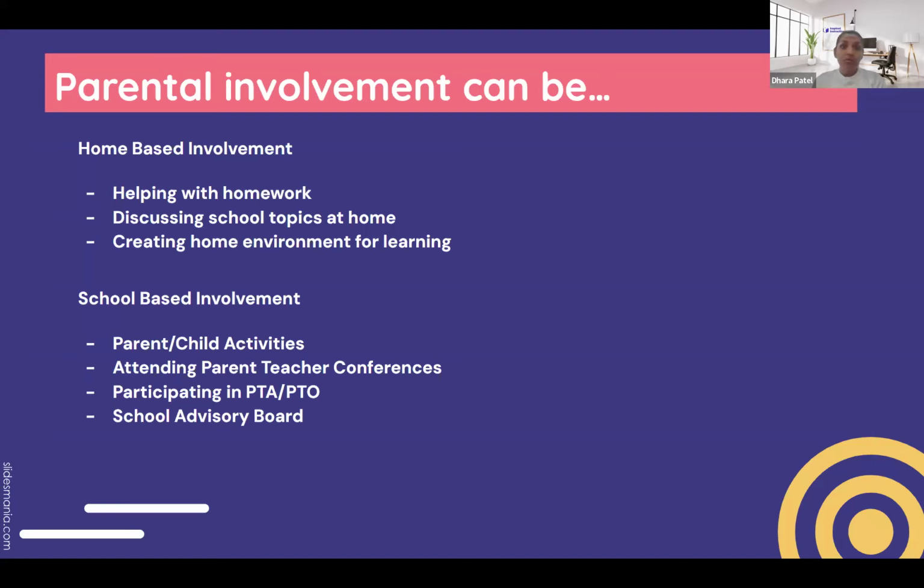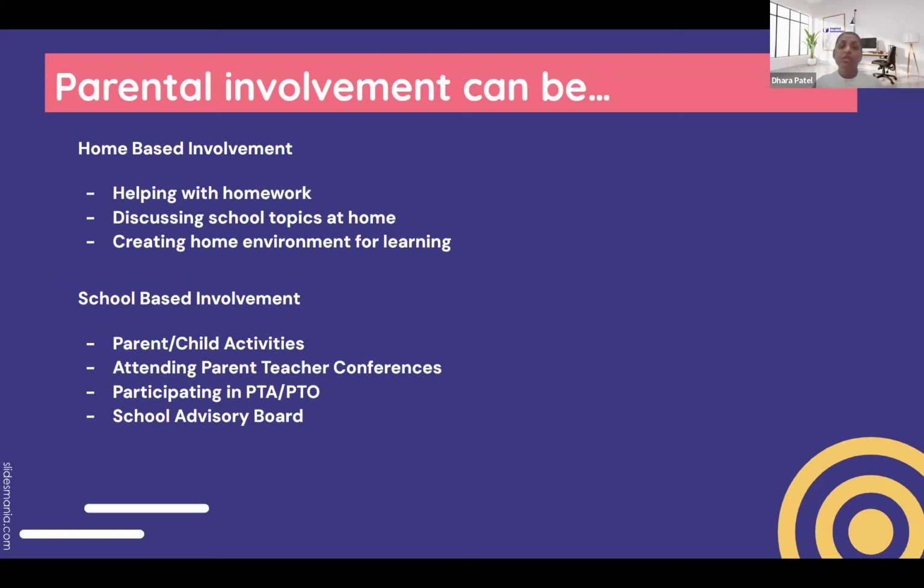Then you have those traditional parent-teacher associations, right? Or organizations that lead activities, and parents can come and participate in those activities. And many schools also have a school advisory board, where a parent is one of the stakeholders because they help you make decisions when it comes to the school or the district, right?